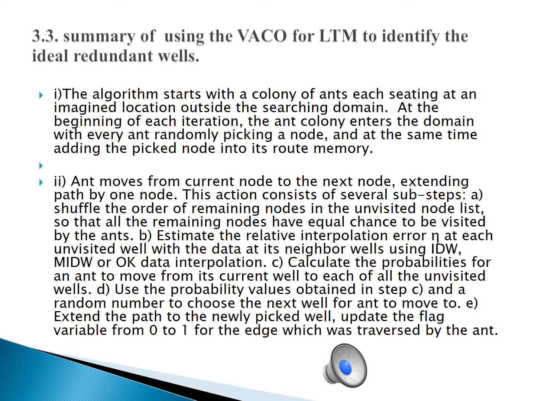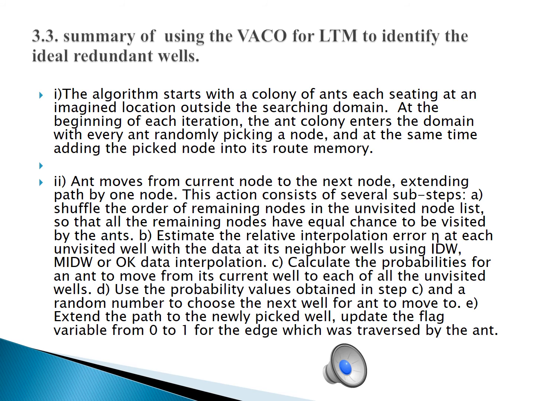1. The algorithm starts with a colony of ants, each sitting at an imagined location outside the searching domain. At the beginning of each iteration, the ant colony enters the domain with every ant randomly picking a node, and at the same time, adding the picked node into its route memory.